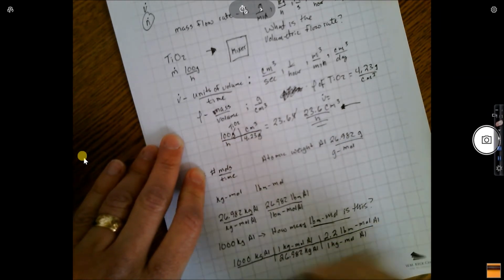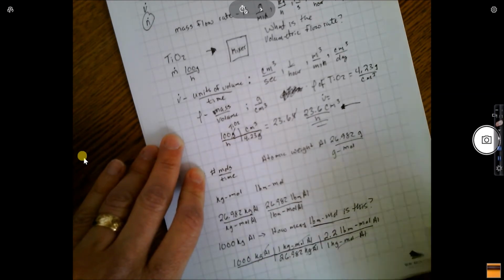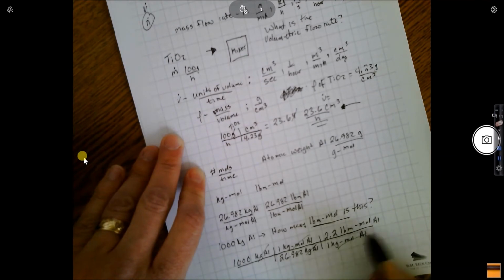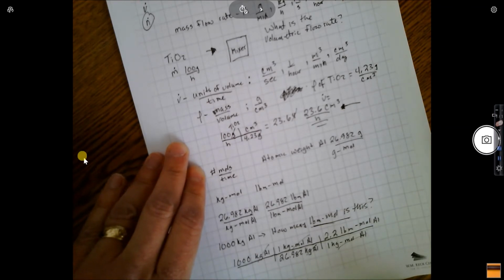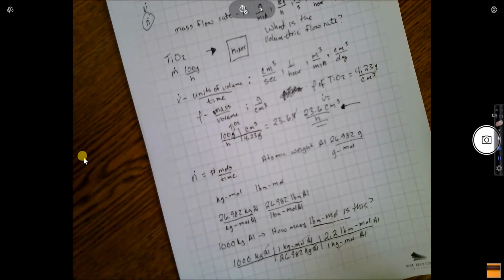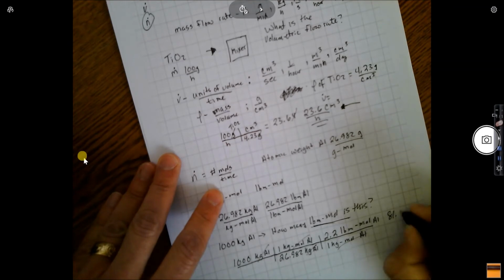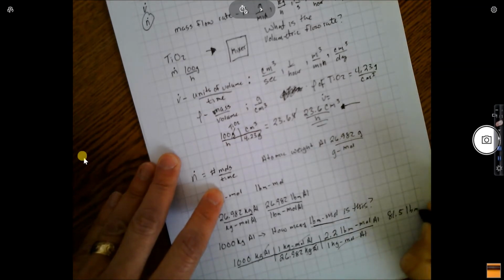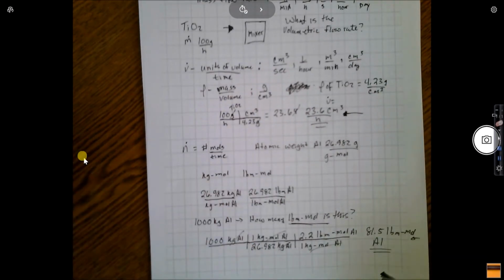We want to make sure our units cancel. Kilograms of aluminum cancels, kilogram moles of aluminum cancels, and we're left with pound mass moles of aluminum, which is what the question was asking for. If I type the numbers into my calculator, I get the value of 81.5 pound mass moles of aluminum. So very simple.